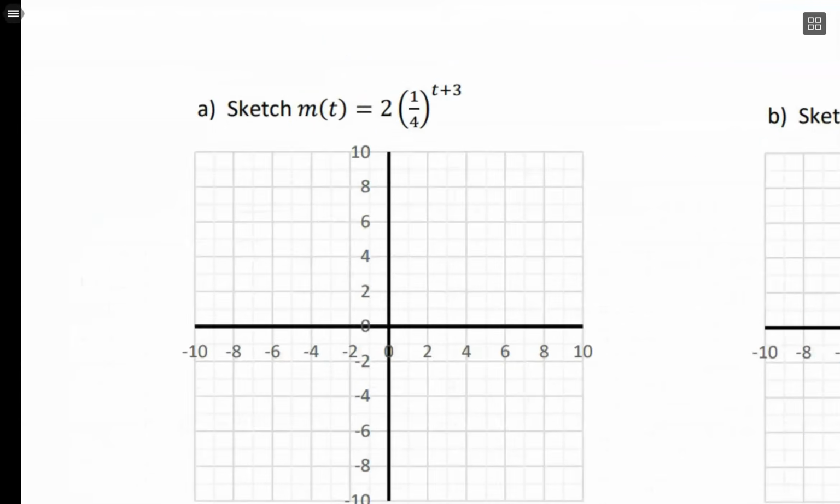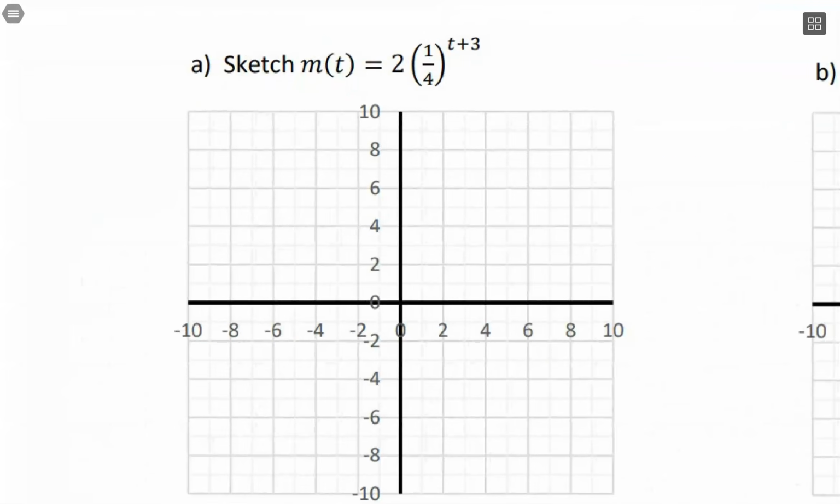Okay, so with this first one, where I have all this stuff happening on the outside, I'm just going to focus on the base of the exponent and my variable. So for a basic function, I'm just going to focus on 1/4 with the exponent of t. And with that, I'm going to sketch this basic function. So since it's 1/4, I know this will be exponential decay. So it'll be decaying like this, and it's decaying by 1/4.